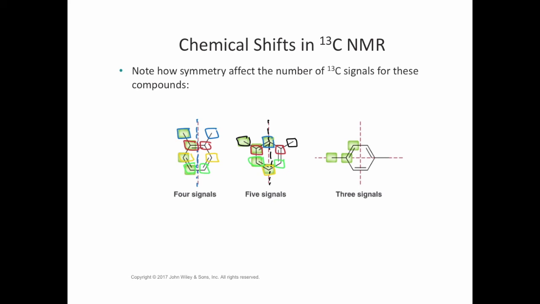Now this last example, there are 2 planes of symmetry here. One going down this direction and one going down this direction. So as a result, we only get 3 signals here. So these methyl carbons mirror each other, so they are chemically equivalent. These carbons mirror each other. And then all 4 of these carbons are chemically equivalent to one another. They are reflected through this plane and this plane.